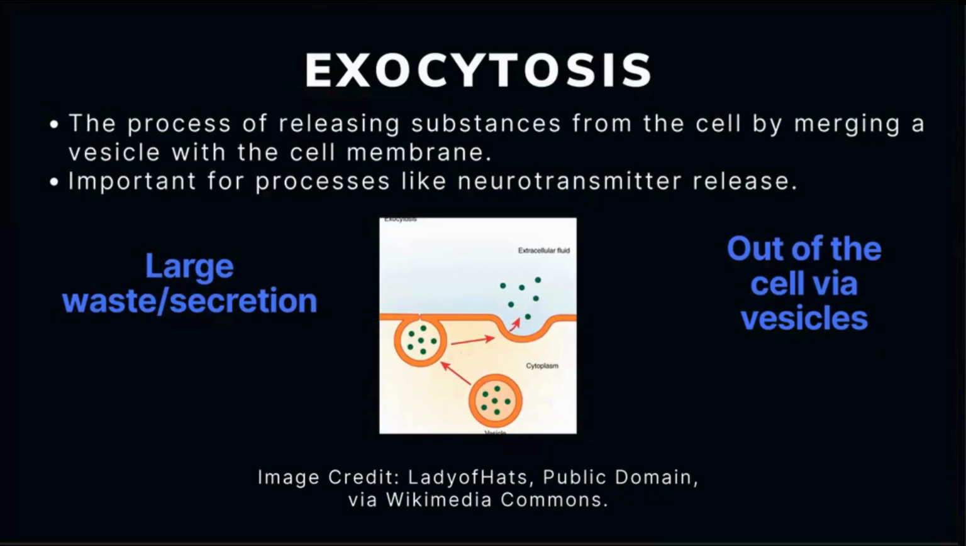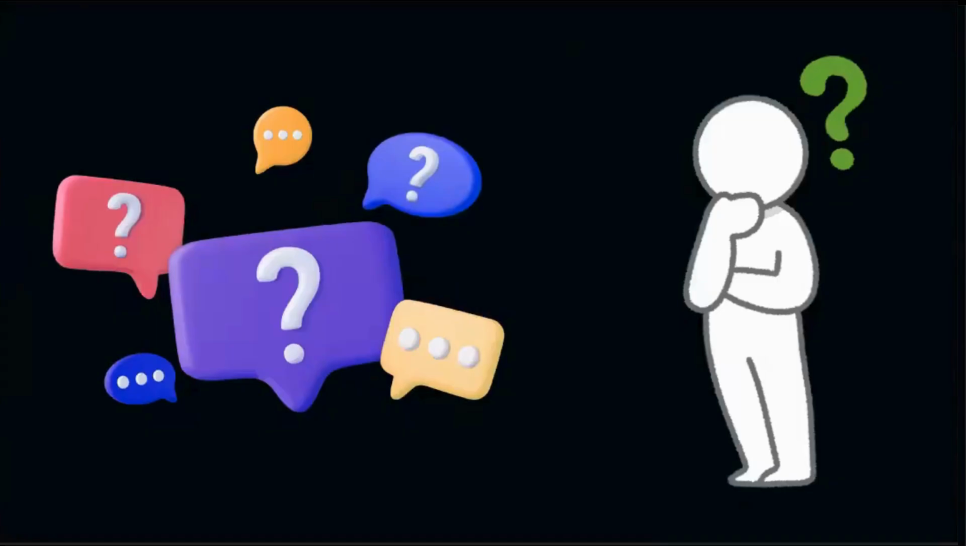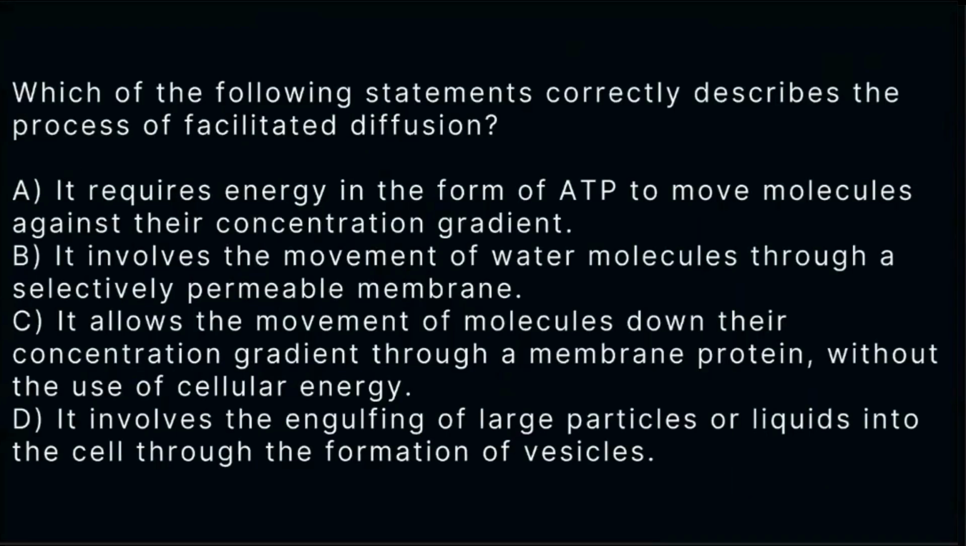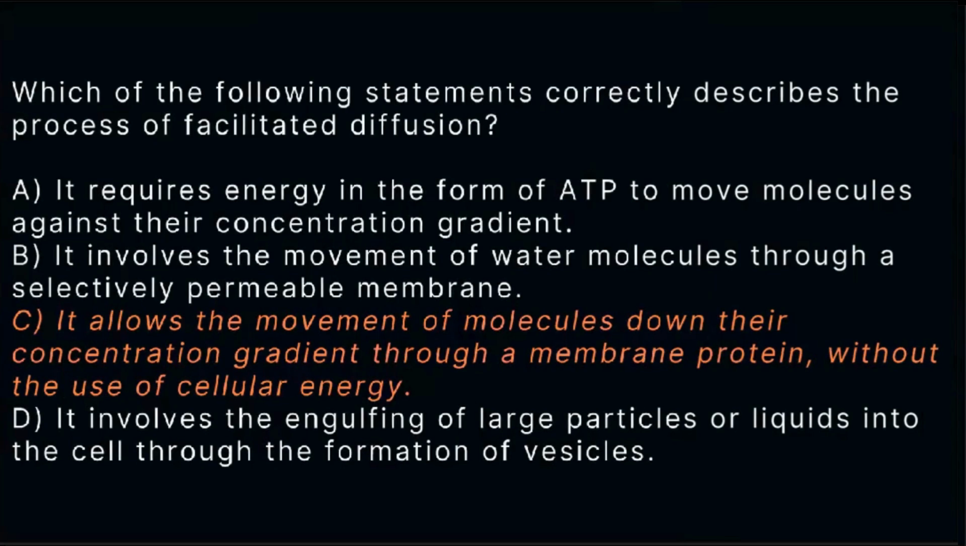Okay, let's take some time and try to complete a question. Take a moment and read this, and then once completed, make sure you select your answer. All right, now that you're done reviewing the question, it says which one correctly describes facilitated diffusion. Did you select the correct one, which was answer choice C? If you did, good job. Let's review the other choices.